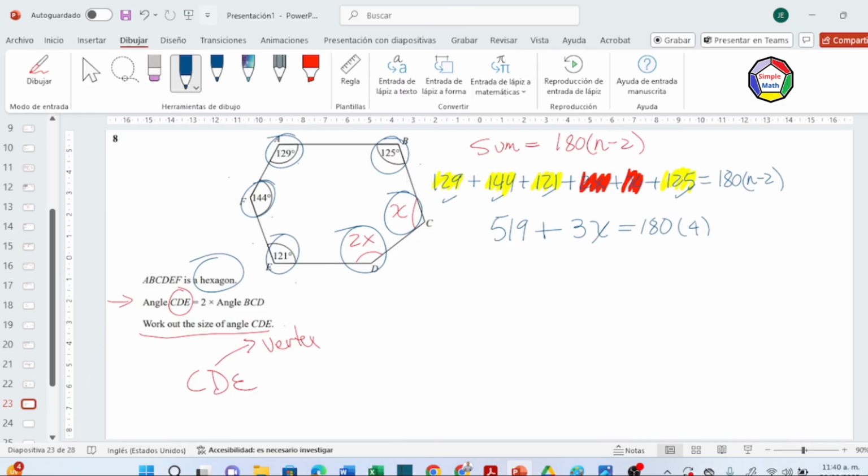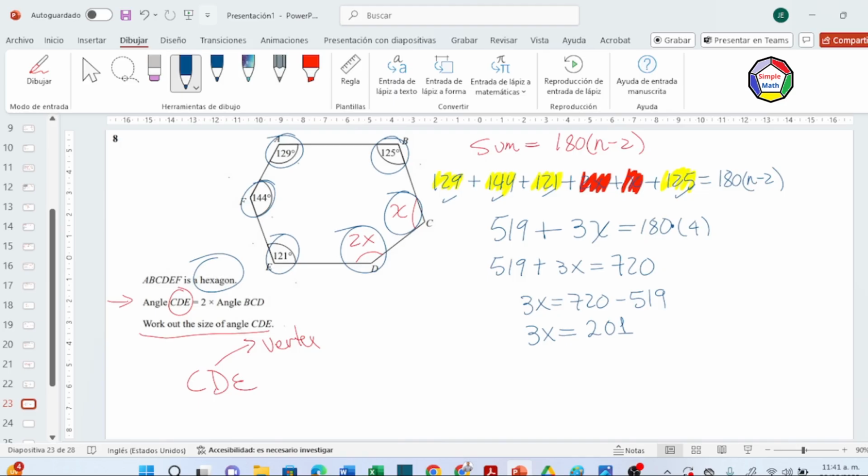Now it's time to continue applying PEMDAS. I'm going to solve this multiplication. So I have 519 plus 3x equals 180 times 4. 180 times 4 is 720. Now I will move the 519 to the other side to isolate the variable. I have that 3x is equal to 720 minus 519. So 3x is equal to 201.